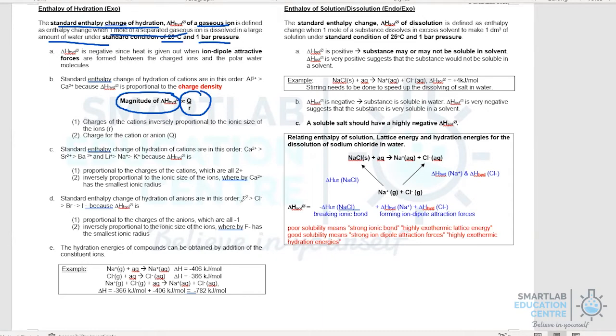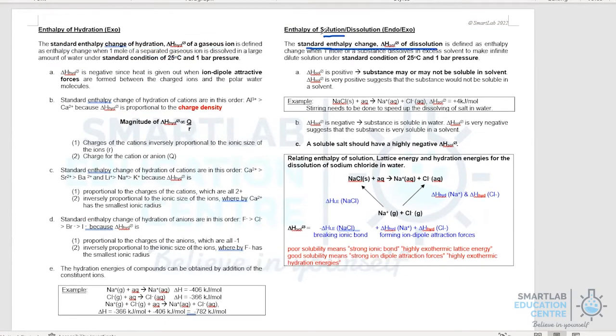So a good example to look at is that F minus, which has the smallest anionic radius, will actually have the highest charge density. Conversely, I minus, which has the largest anionic radius, will have the lower charge density, and hence we can conclude to say that the standard enthalpy change of hydration of F minus will be more exothermic than I minus. Next, we have the enthalpy change of dissolution or solution.